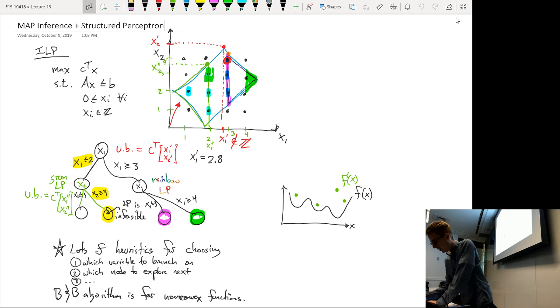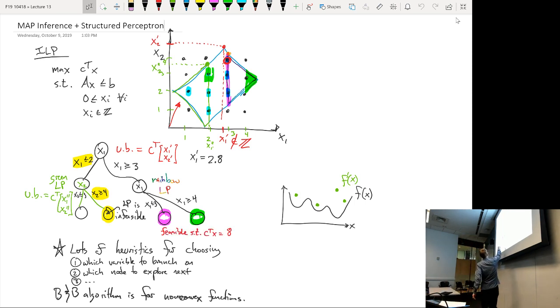So let me actually attach some numbers here because I think that actually makes it a little easier. So suppose we have a feasible solution on the magenta side such that C transpose X is equal to 8. Okay, so that's going to be some feasible solution that shows up here with C transpose X equal to 8. Now, suppose that the upper bound that we came up with for that green LP was C transpose X equals 6.